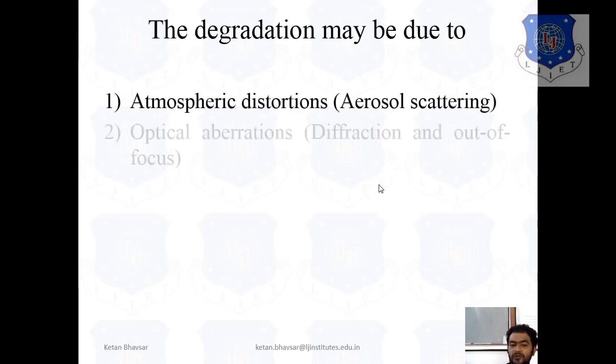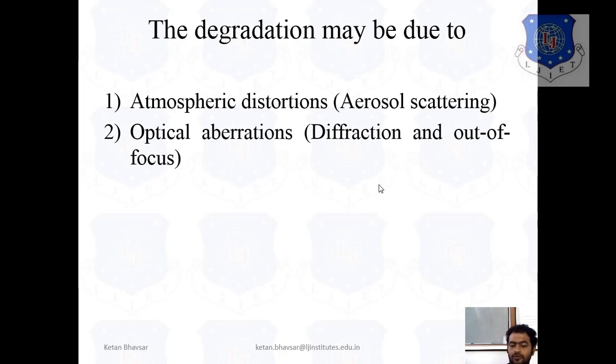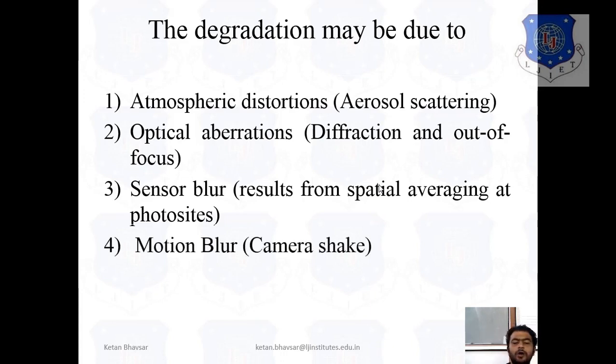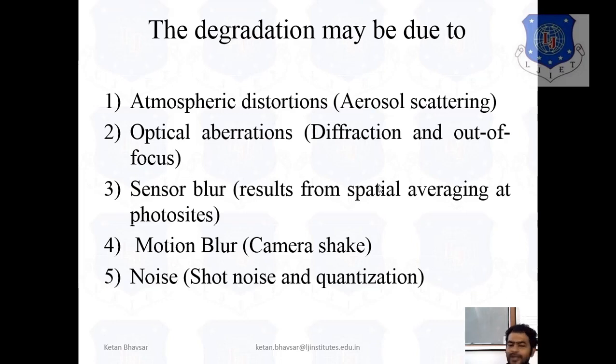I already told you it's atmospheric noise. Optical means diffraction and out-of-focus, which we already see in our smartphone when we set focus and try to extract the meaningful content. Sensor blur is also possible because of errors in the camera. Motion blur is when you shake your camera or your object is moving, and this is also one type of noise. Shot noise and quantization arise because of movement and variation in the contrast value. So these are different types of noises that are generally added in your image and degrade the quality of your image.